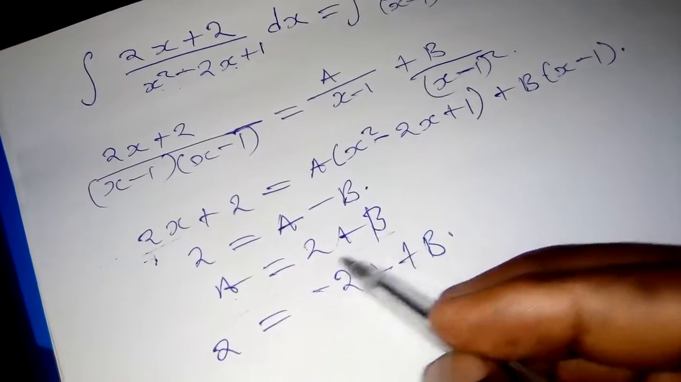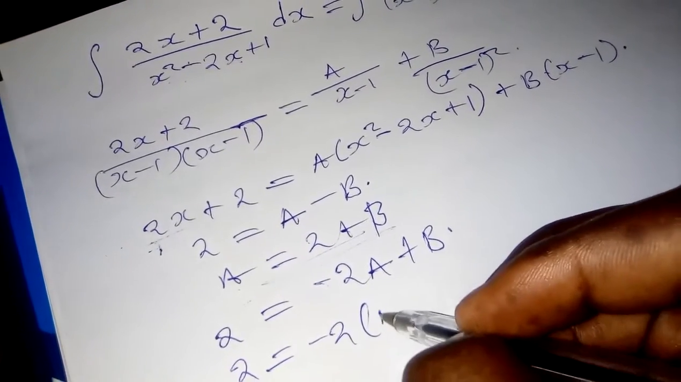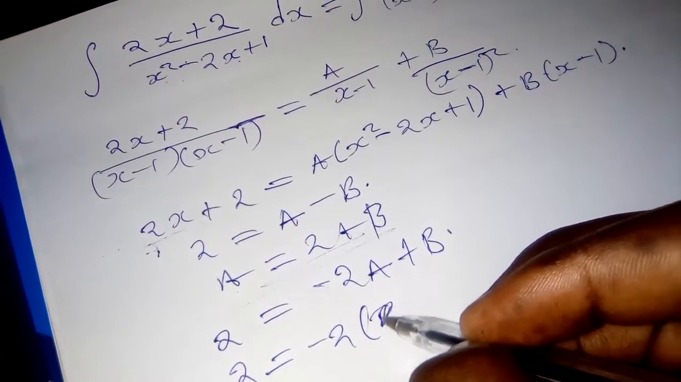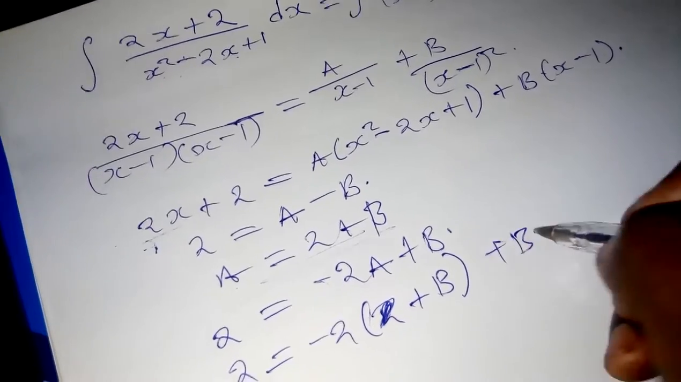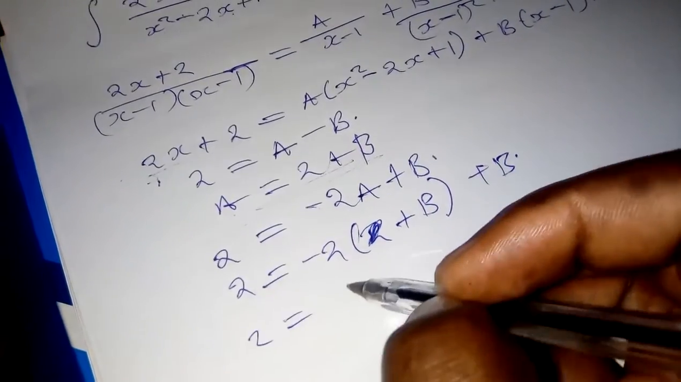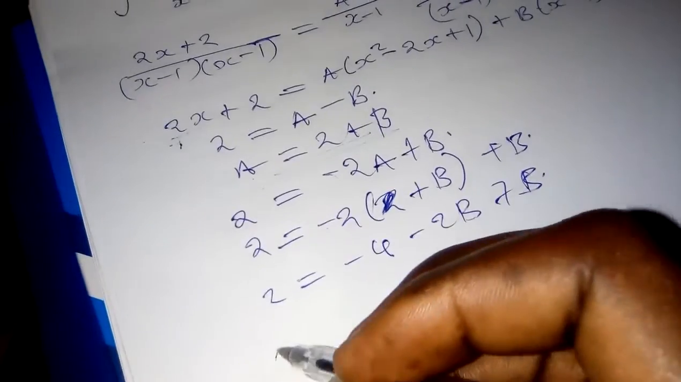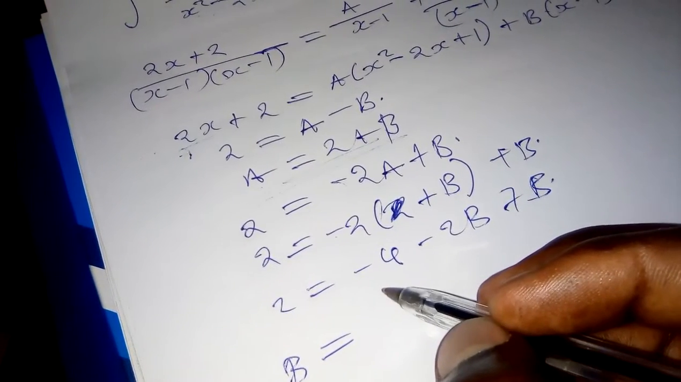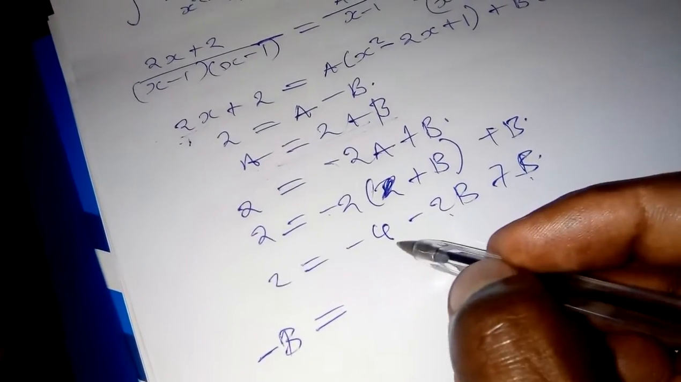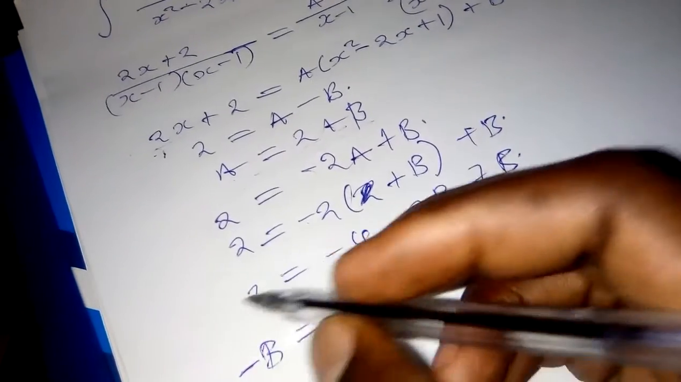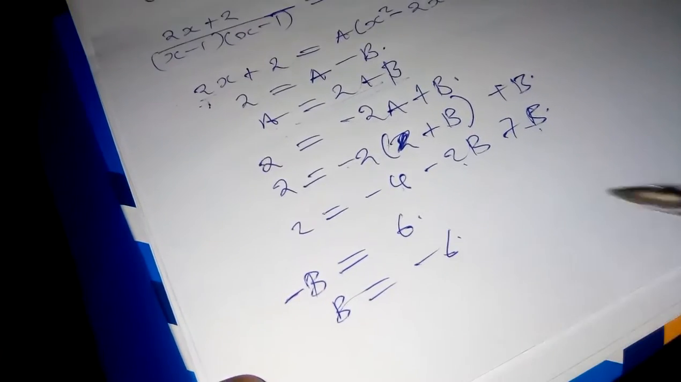So where there's A, I can replace it with 2 plus B. So I'm going to have 2 being equal to negative 2, times 2 plus B, like that, and then plus B. When you simplify that, you discover that you have negative 4, and then negative 2B plus B, which gives negative B. Taking the negative 4 to the other side, you get positive 6, and so your B is just going to be negative 6.